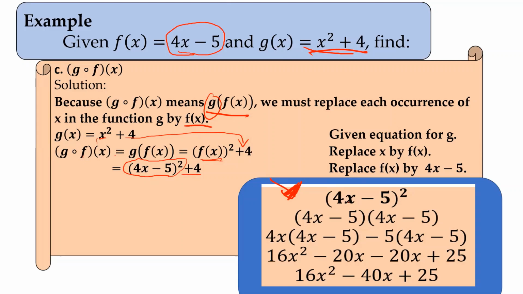Ibig sabihin ng 4x minus 5 squared is 4x minus 5 times 4x minus 5. We multiply the 4x minus 5 twice, or by itself rather. Therefore, to easily get this one, ang ginawa ko is, yung first sineparate ko dito, yung 4x, dito ko nilagay. Then, multiply ko siya dito sa 4x minus 5. Ito siya. That would be my first.